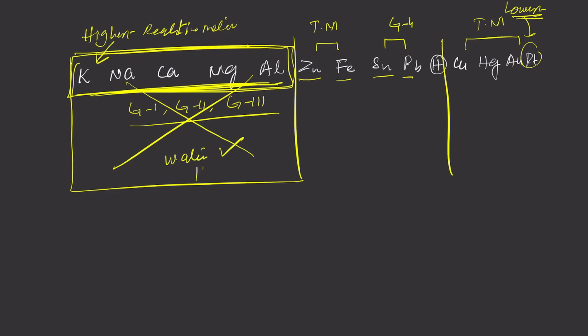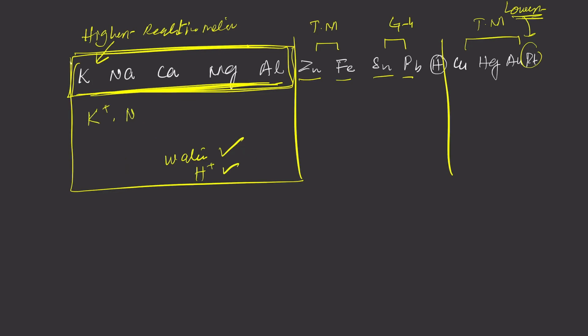The winner will be H positive ion, against potassium ion, sodium ion, calcium ion, magnesium ion, and aluminium ion. So these positive ions are not strong enough to receive the electron as compared to water. The winner will be water, meaning the winner will be H positive ion. Now come towards the middle compartment. Here, you have to remember just four ions.